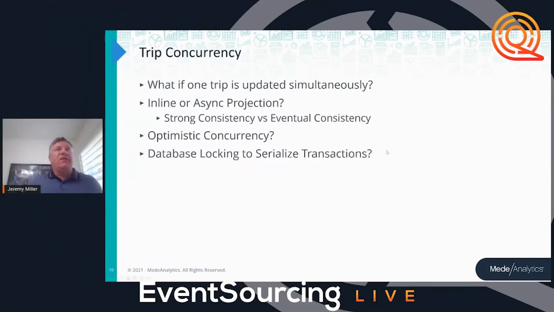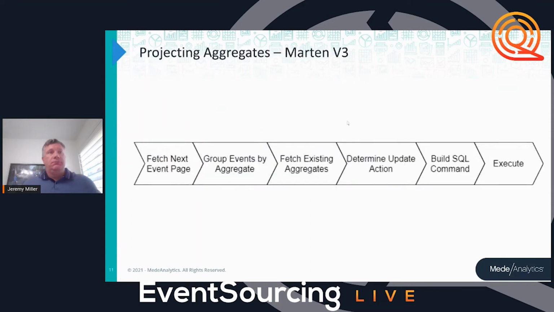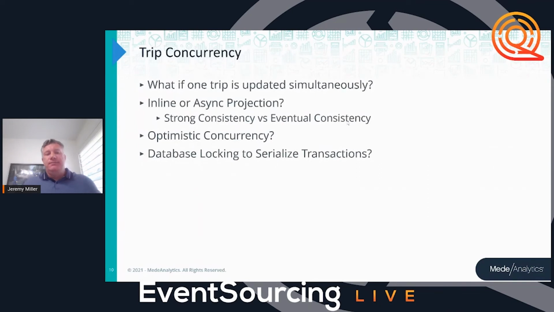Okay, so just kind of reviewing what we just looked at. Paying attention to concurrency and also consistency models helps us choose whether an aggregate projection should run inline or asynchronously with eventual consistency. And we've also looked at lighter and heavier methods for controlling concurrent access to our event streams. Any questions on that before I move on? And we do have a Q&A session after this. All right.